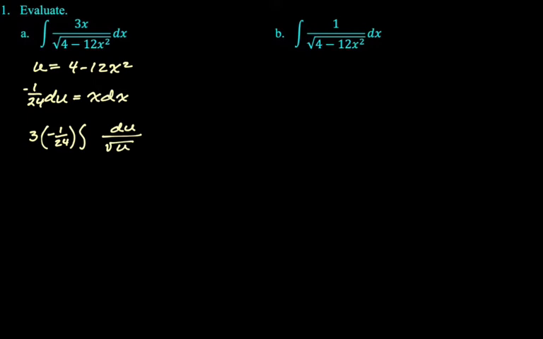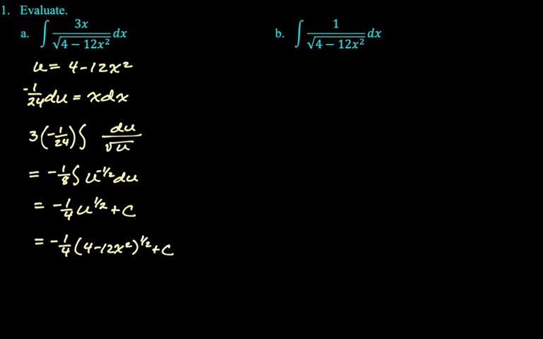3 times negative 1 over 24 is negative 1/8. I'm going to rewrite it with a negative rational exponent instead of using a radical notation, because I think that's always easier. Plus 1 times the reciprocal, so that's going to give me 1/2 as the exponent, times 2. Negative 1/8 times 2 is negative 1/4. So u to the 1/2, and then plus c. And then we go back and replace u with 4 minus 12x squared. So we get this.